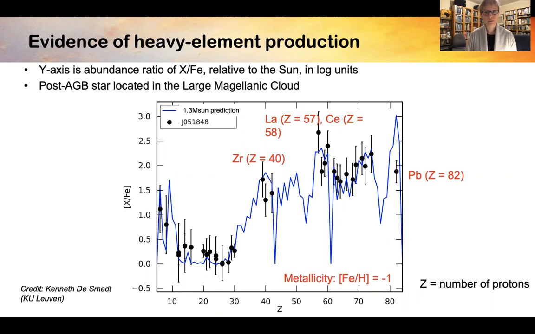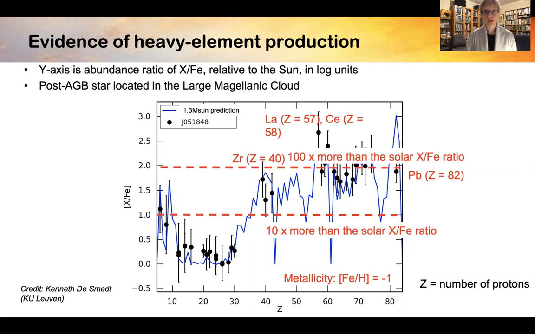In this plot, we have the number of protons on the x-axis, so this is element number versus X to iron. On the y-axis is that square bracket notation. Now recall from that first lecture, 0 means the solar ratio. It's log 10 of the solar ratio. 1 is 10 times more than the solar X to iron ratio. 2 is 100 times more than the solar X to iron ratio.